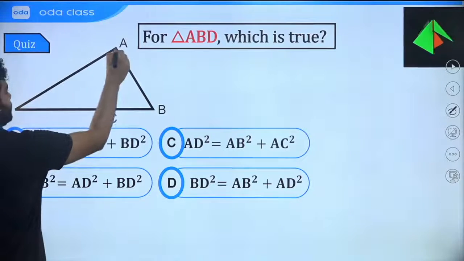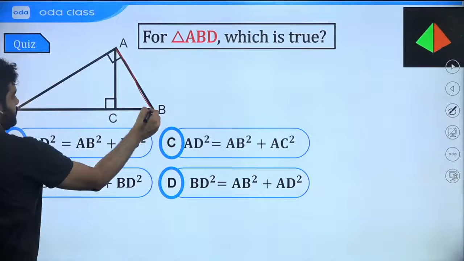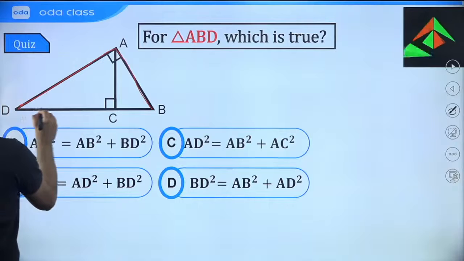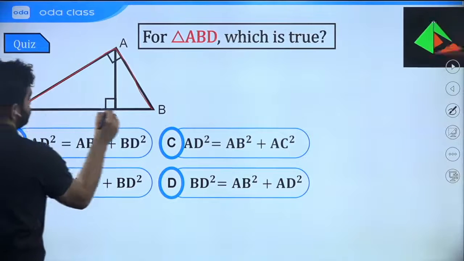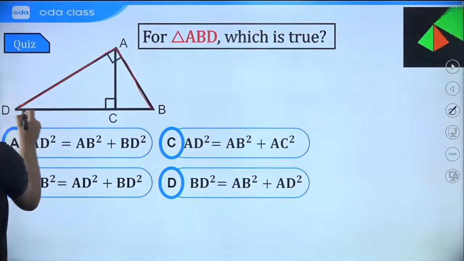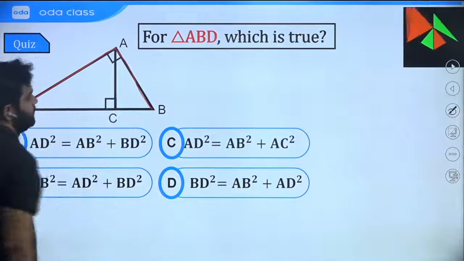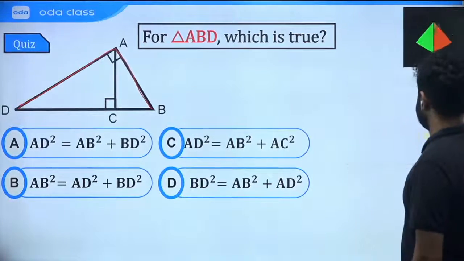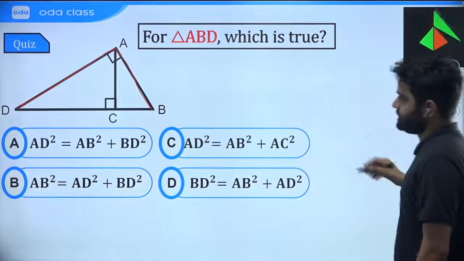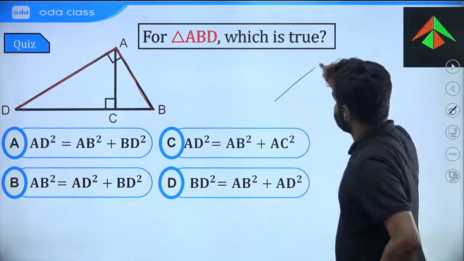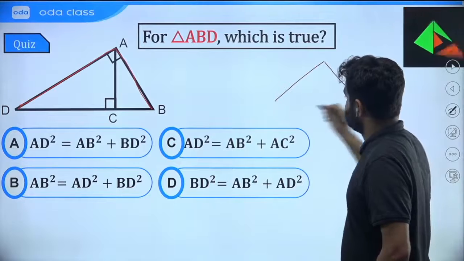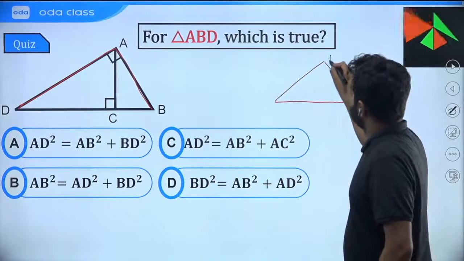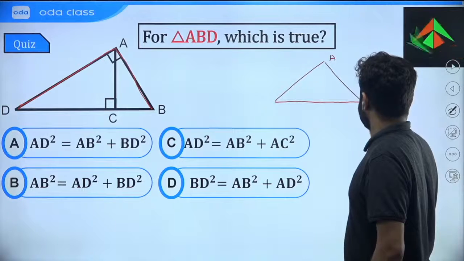But we are interested in applying the Pythagoras theorem in the triangle ABD, the bigger triangle we have. If we know what the legs are and what the hypotenuse is in triangle ABD, it's very easy to apply the Pythagoras theorem. So let's make the triangle ABD that is given to us. So this is the given triangle ABD.